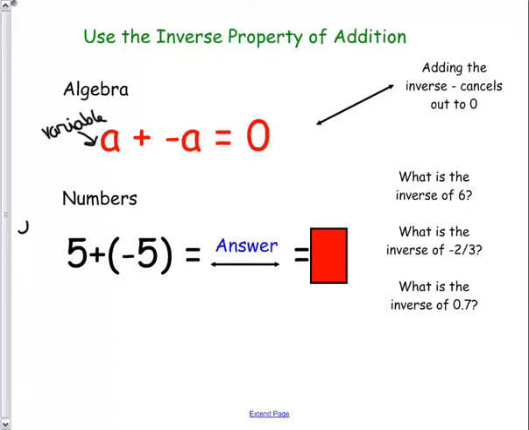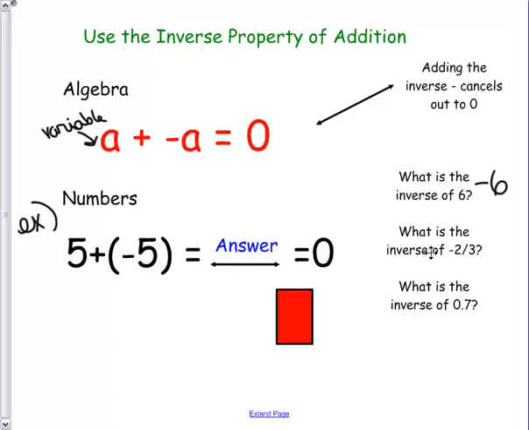So in numbers, please write this example down for yourself. In numbers, it would be like 5 plus a negative 5 equaling 0. Okay, so what is the inverse of 6? For example, it would be negative 6. What is the inverse of a negative 2/3? It would be positive 2/3. And do we need that plus sign? No, because we assume that numbers, when they are positive, do not need a plus sign. What is the inverse of 7/10? Negative 7/10.